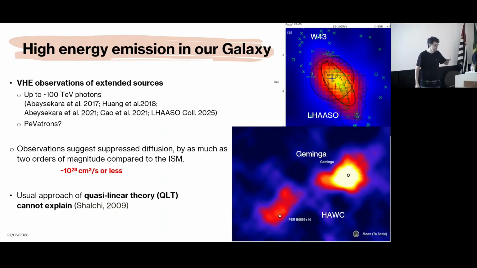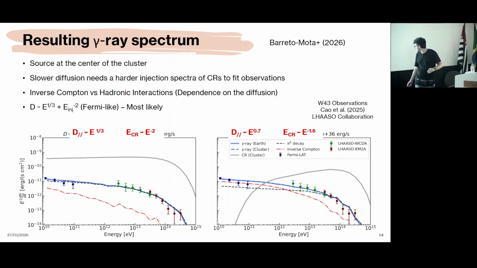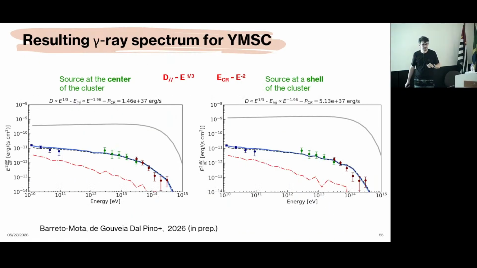I think it was slide 55. Also in the SED, I might have missed it, but what is the solid black line? This one? Yeah. Oh, sorry. This one is the cosmic rays leaving the source.